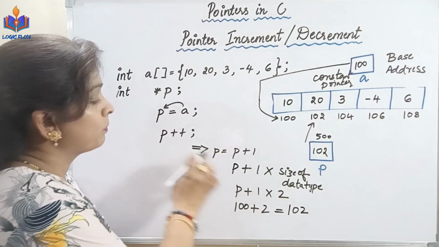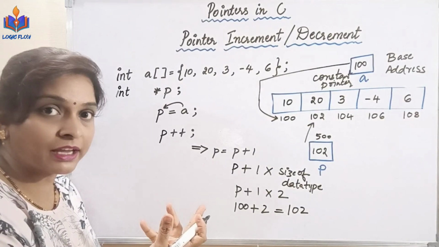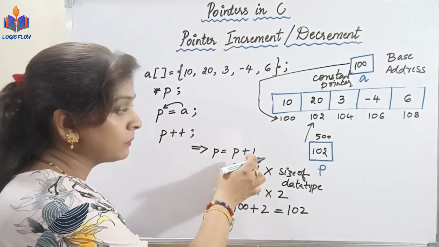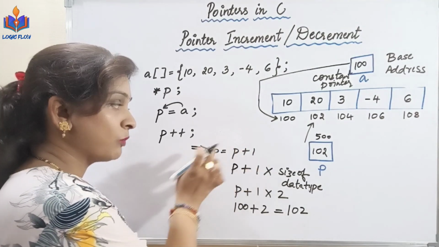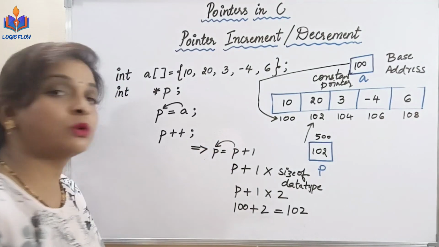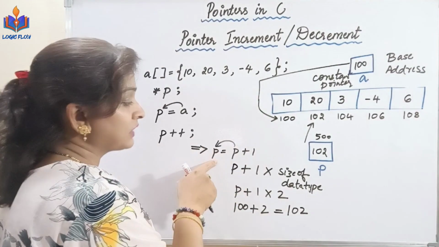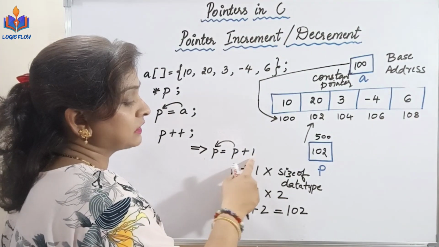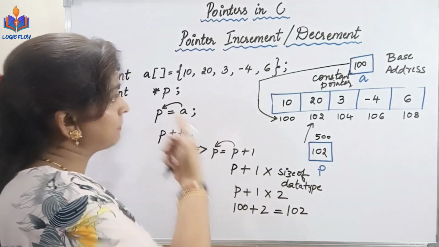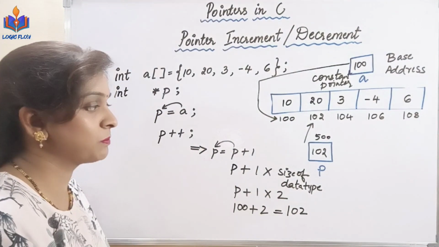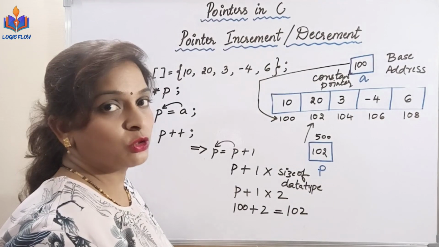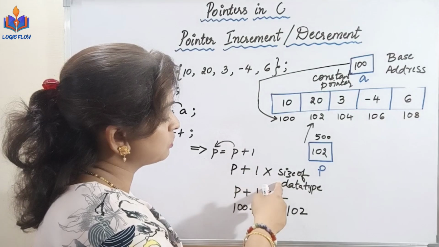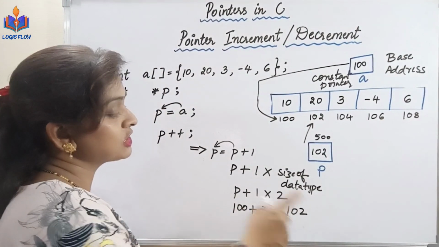P plus plus is an increment operator. Increase the value by 1, so it is P equal to P plus 1. Increase the value by 1 and store that value, you have to reflect that change in P. So what is plus 1? It is nothing but into size of data type. The data type is integer, so it is 2. If it is a 16-bit machine, I take 2; if it is a 32-bit machine, I have to take 4. Let me take it as a 16-bit machine. So it is 1 into 2, so it is 100 plus 2, it is 102.